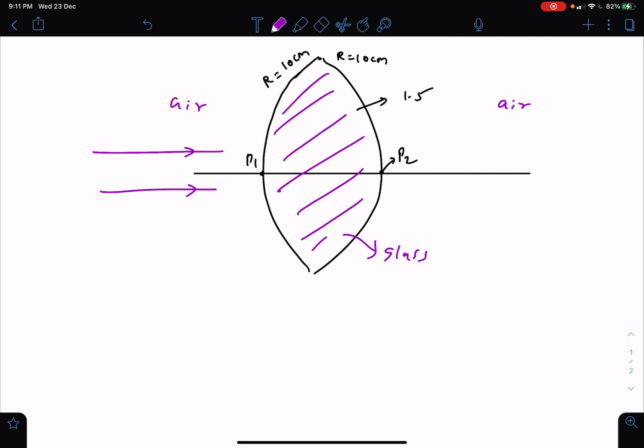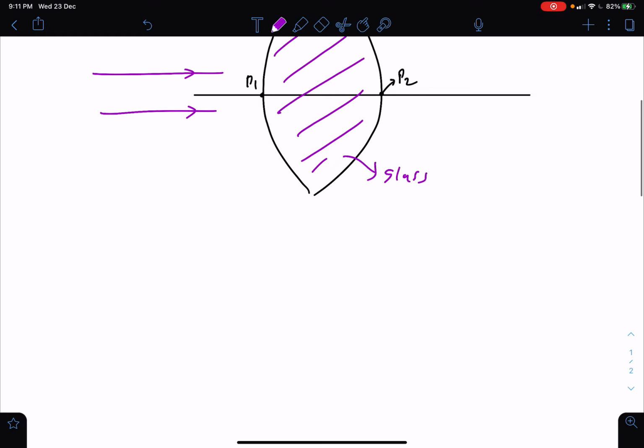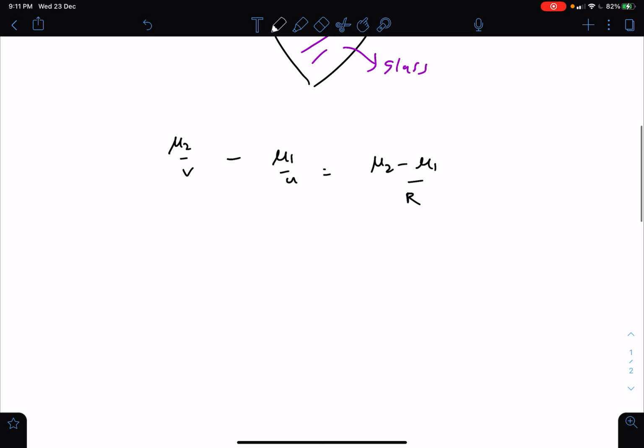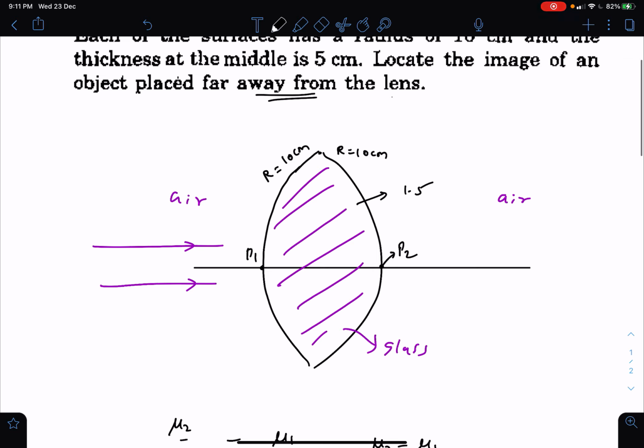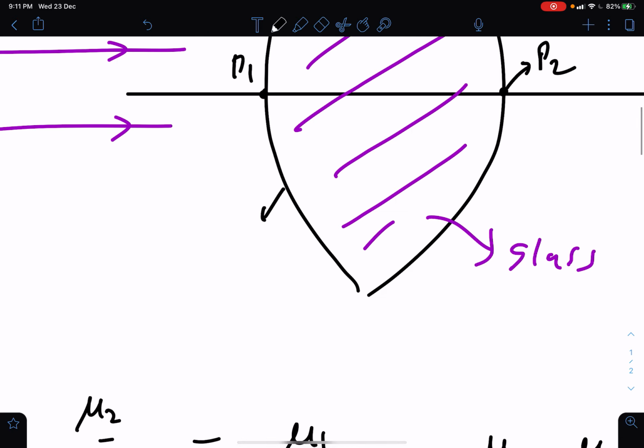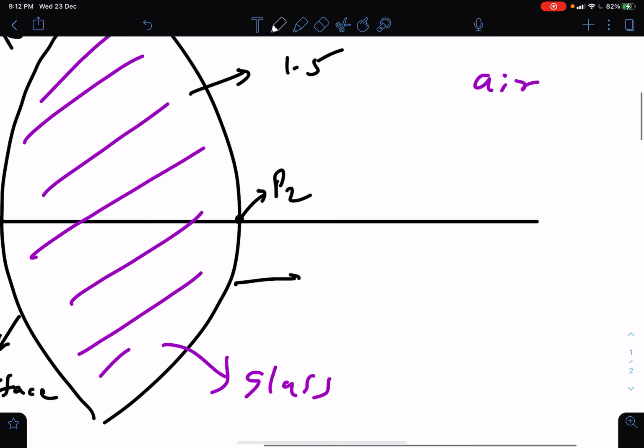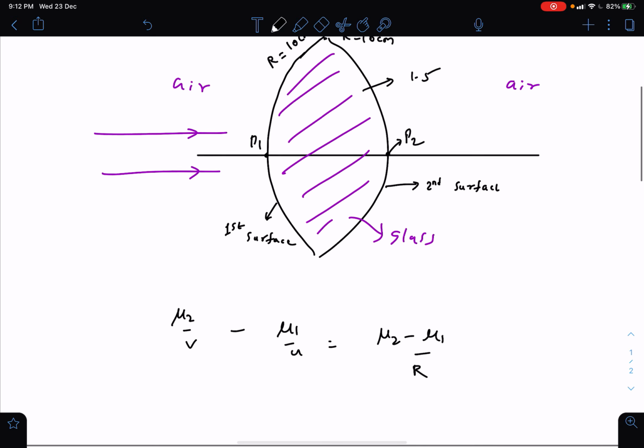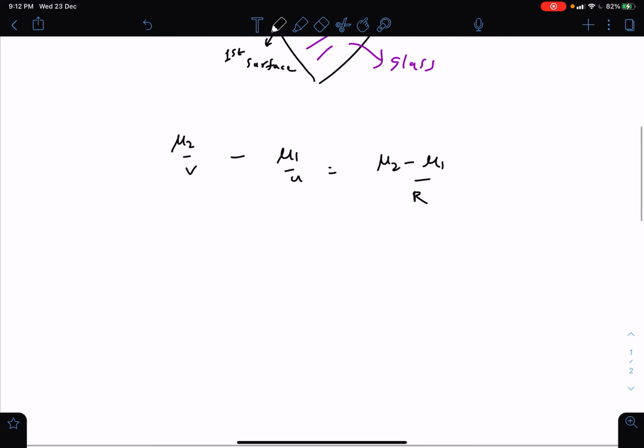So let us apply the refraction from curved surface formula for the first refraction. So what do we have here? We have mu2 by v minus mu1 by u is equal to mu2 minus mu1 by r. Now mu2 represents the refractive index of the medium in which the rays are there after refraction. First refraction will take place from this surface. Let's call it the first surface. And here we have this second surface. So after refraction from the first surface, the rays are going into the glass. So mu2 is mu of the glass, 3 by 2.